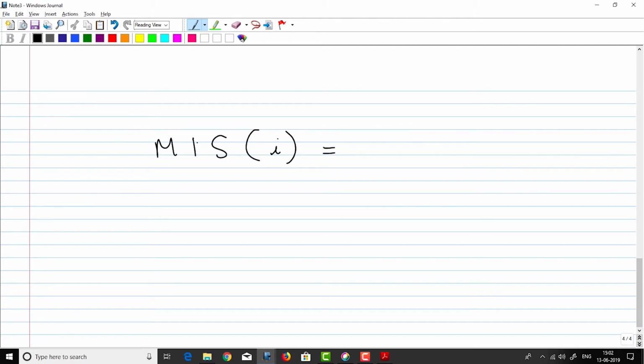Okay, plus the weight. So the ith vertex is part of the solution, so Wi, the weight of i, is included. What is the rest of the solution? Is it i minus 1? Okay, why not i minus 1?